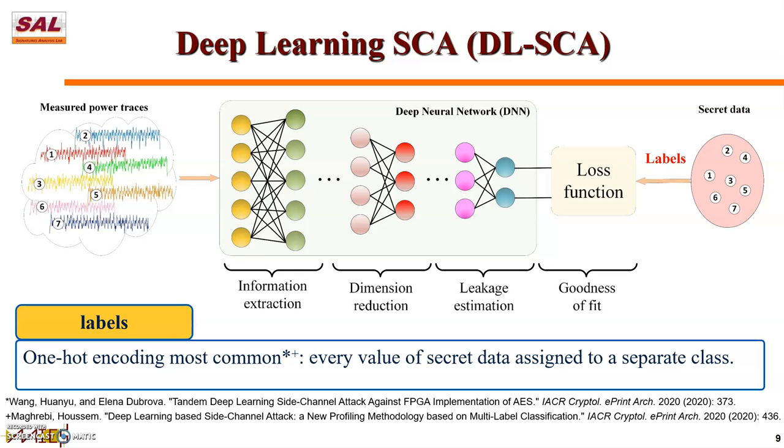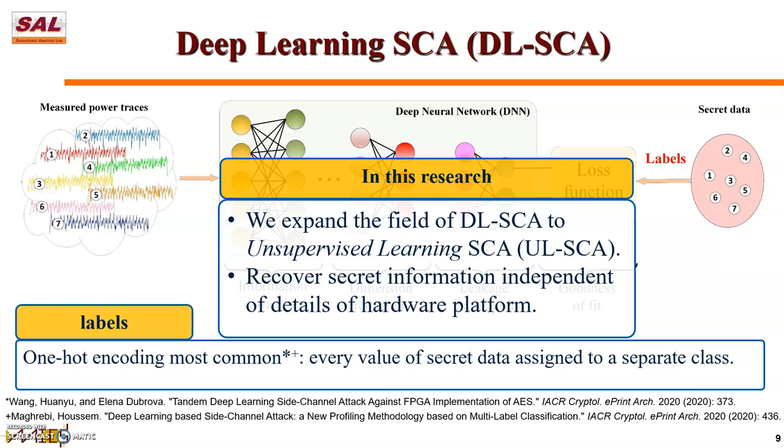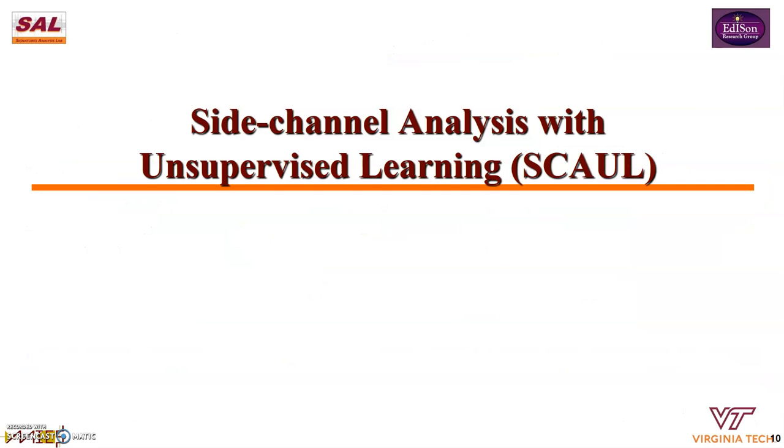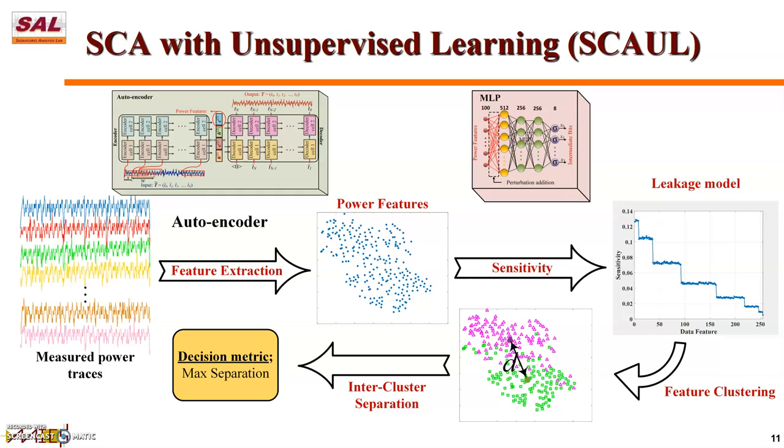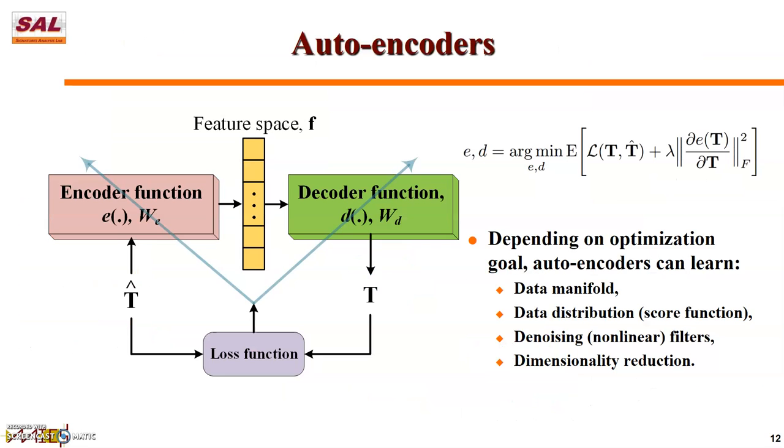In this work, we introduce side channel analysis with unsupervised learning, SCAUL, that does not require prior knowledge on the leakage model nor a training set or a reference device for key recovery. The overall procedure of SCAUL is shown in this diagram. SCAUL is a methodology to evaluate the mutual information between power measurements and secret data using deep neural networks. We use an autoencoder to extract relevant features from raw power traces. Next, we estimate a leakage model from the power features using a sensitivity analysis. The leakage model is then used to cluster power features into two groups. The difference between the means of power features in the two clusters is the rank of the key candidate. The key guess that results in maximum intercluster difference is the correct key.